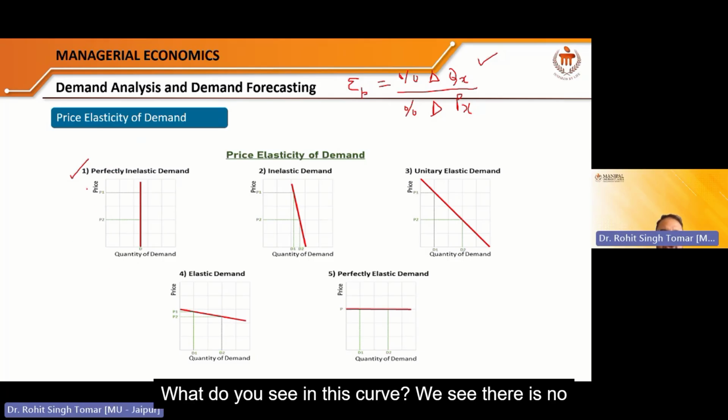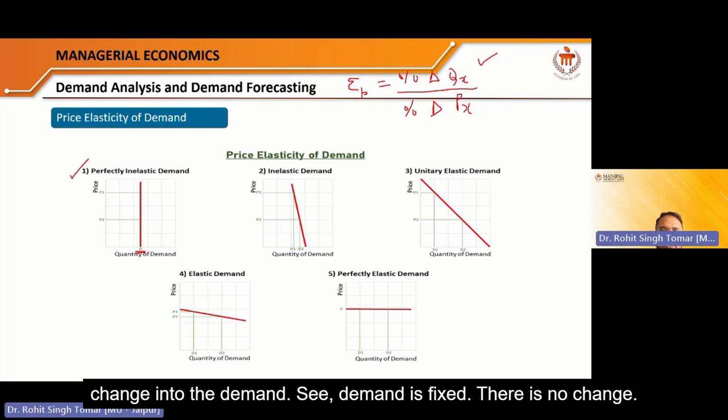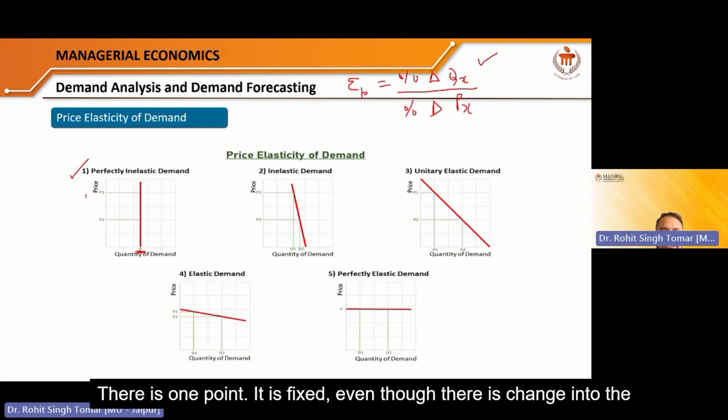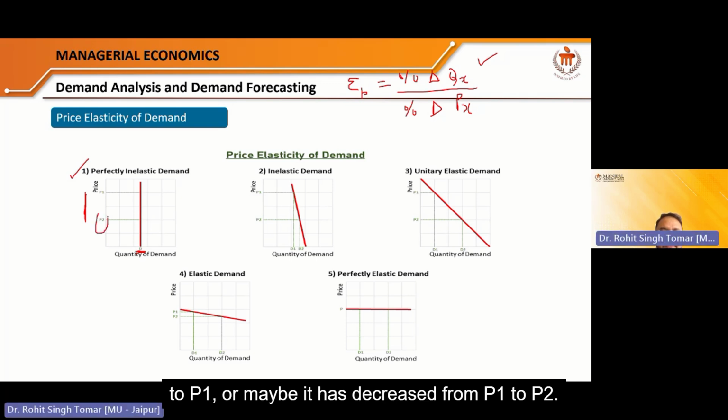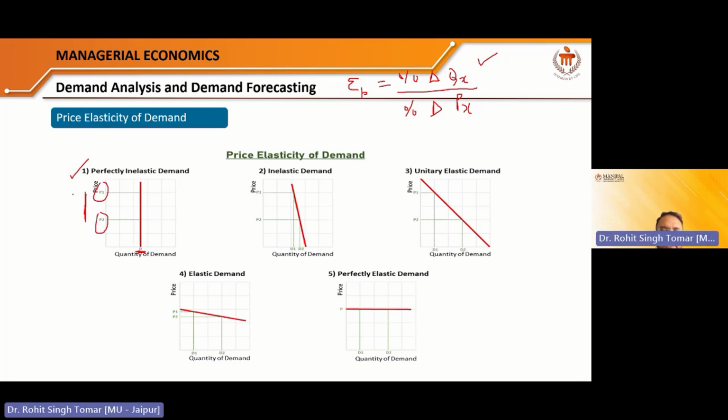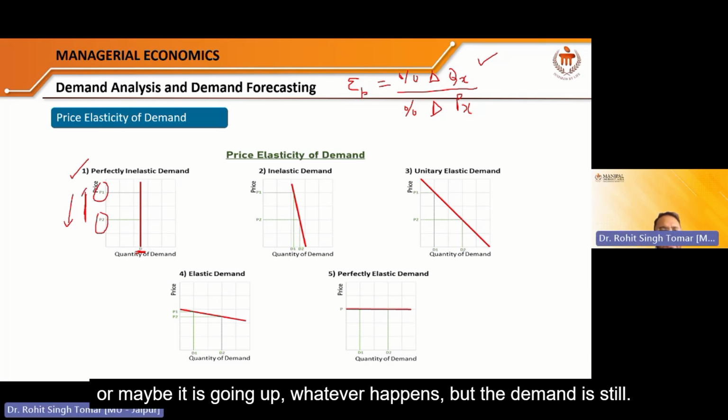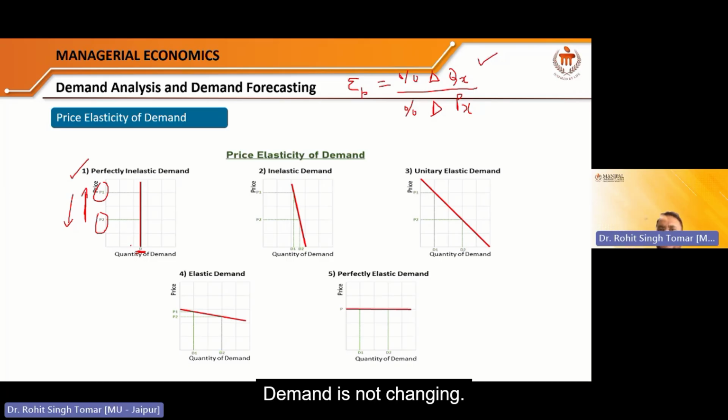We see there is no change in the demand. See, demand is fixed. There is one point. It is fixed, even though there is a change in the price. Price has increased from P2 to P1, or maybe it has decreased from P1 to P2. Maybe it is going down, or maybe it is going up, whatever happens, but the demand is not changing. That condition is the inelastic condition.